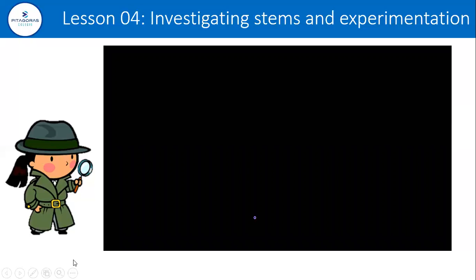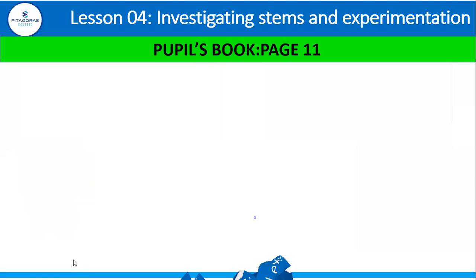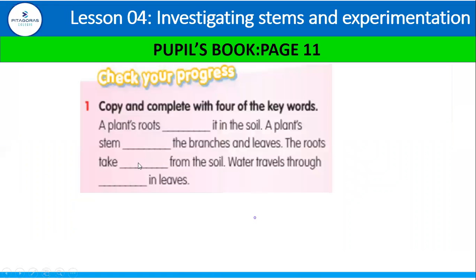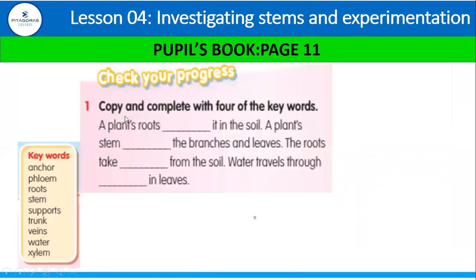Great. Have you seen the video? Do you like the video? So now let's go to the pupil's book, page 11. In this part, we have to complete this concept with the following alternatives. We just need four volunteers, 4 alternatives: 1, 2, 3, and 4. So let's complete this part together.